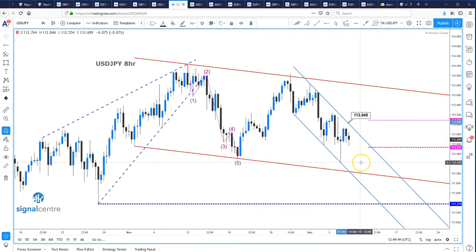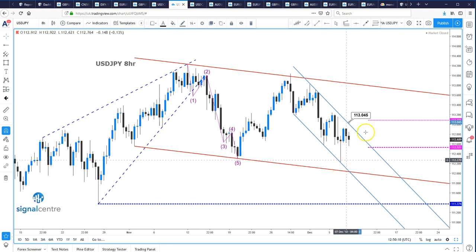If we go to the 8-hour chart, we had this wedge breakout. We expected an impulse move to the downside. However, it was short-lived. We completed 5 waves. We then came higher. This looks like a 3-wave correction, but again, this downside move is anything but impulsive.